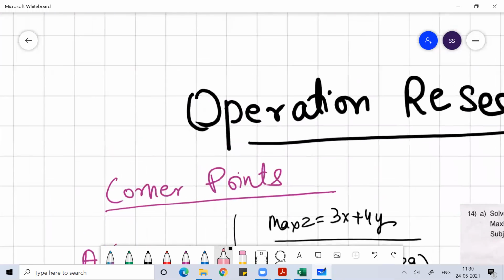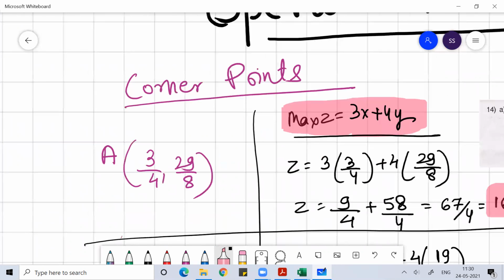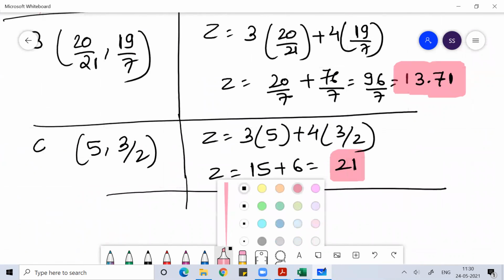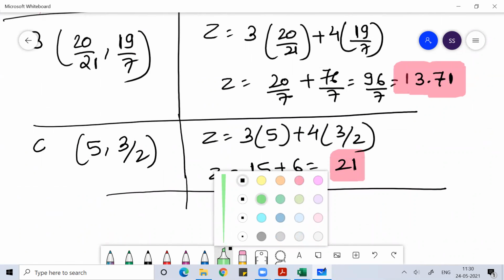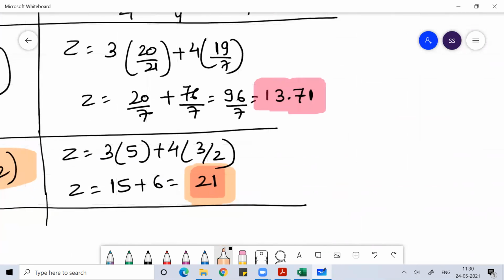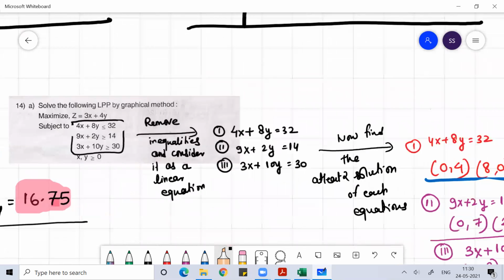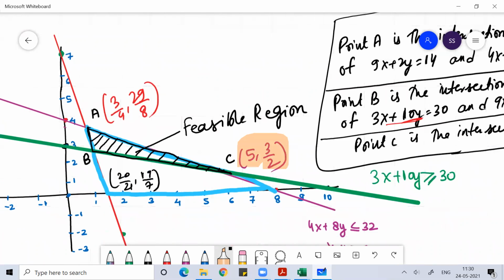You have to maximize the value of Z, right? This is the objective function, right? To maximize this value. So where you're getting the maximum value, right, guys? Out of the feasible coordinates, you're getting the maximum Z value, which is 21, at this coordinate, that is 5 comma 3 by 2.